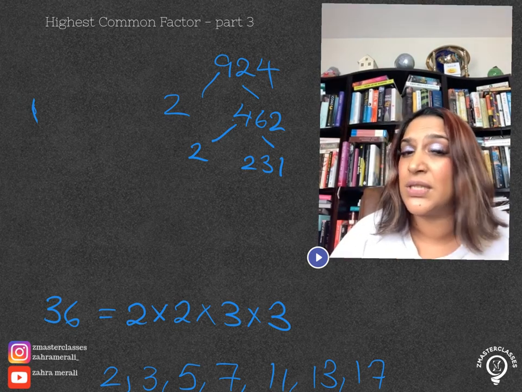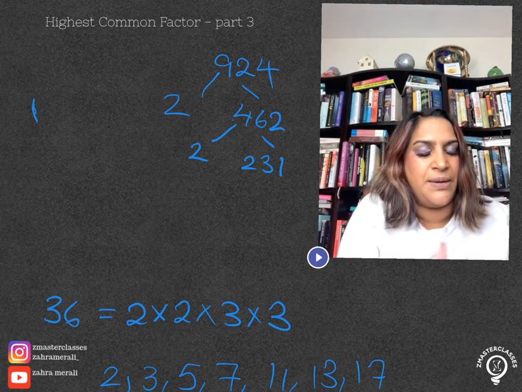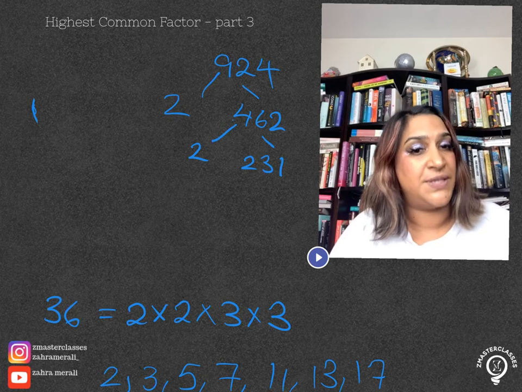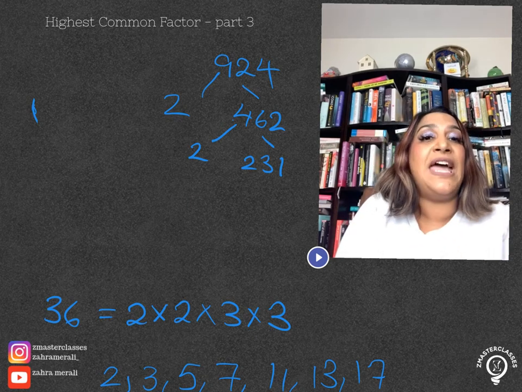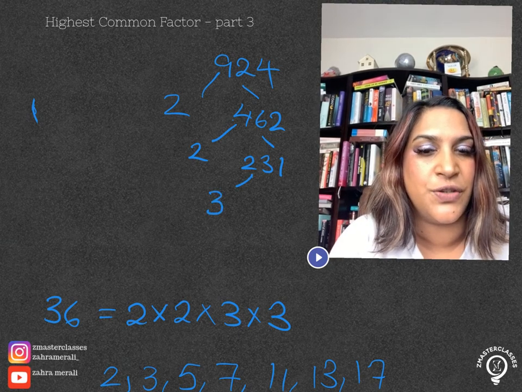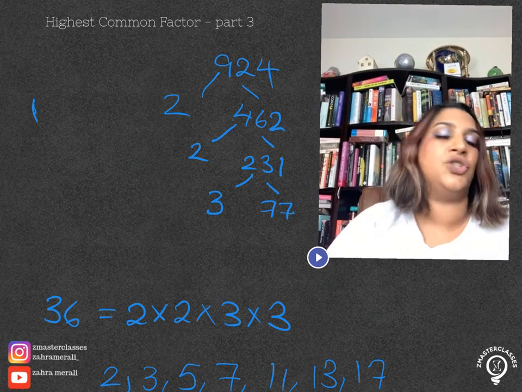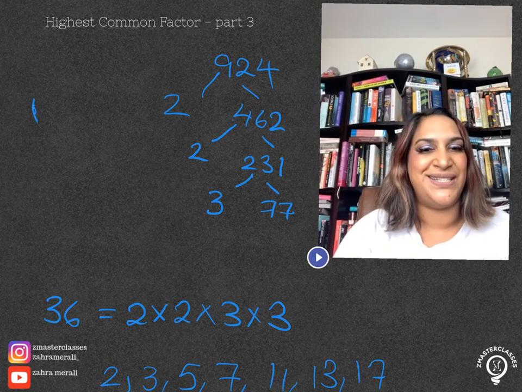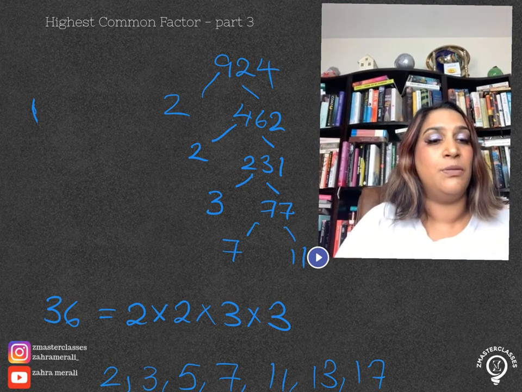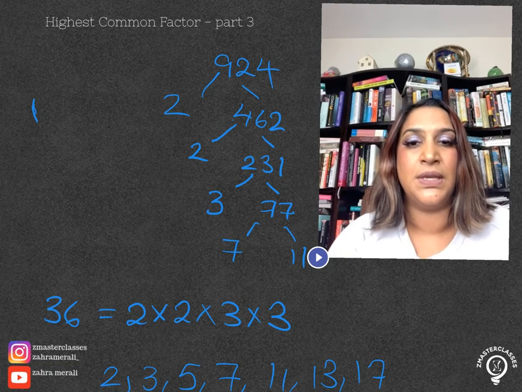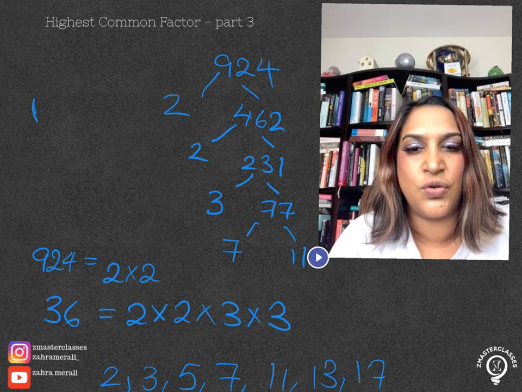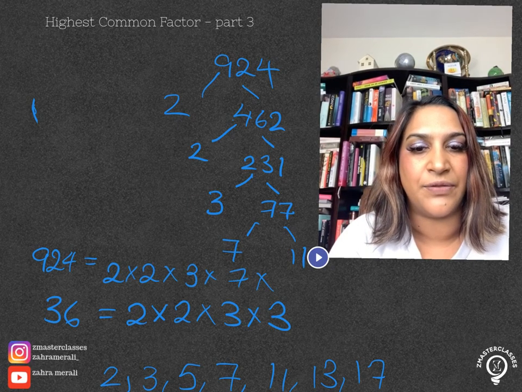Now it doesn't go into 2. Does it go into 3? Do you remember that trick? You add up the numbers. So 2 plus 3 plus 1 gives us 6, which is divisible by 3. Therefore, 231 must be divisible by 3. So we could use various methods of division to get 77. Now 77 we know is in our 7 times table and in our 11, both of which are prime numbers. So now we can see that 924 is the same as 2 times 2 times 3 times 7 times 11.